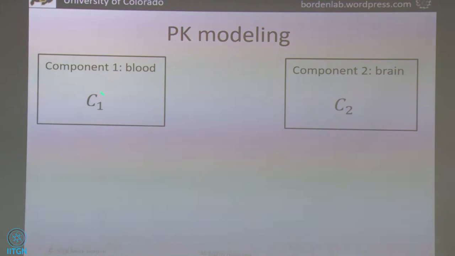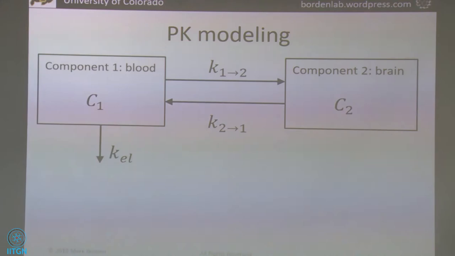You have a concentration of drug in component one, that's C1, and a concentration of drug in the second component, C2. You have a transfer coefficient between 1 and 2, and a reverse transfer coefficient back to 1. And then you have an elimination process. What's traveling in the blood can get filtered out through the kidney. The kidney takes a lot of small molecules out of circulation. The spleen and the liver take larger particles out of circulation. The liver takes a lot of debris and waste material out of circulation. Also, with bubbles, you eliminate the gas through the lung, and so on.